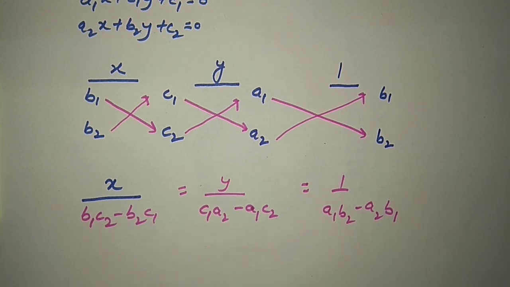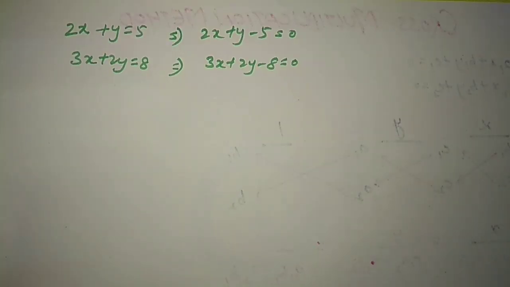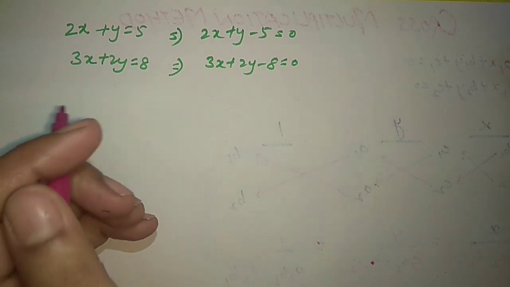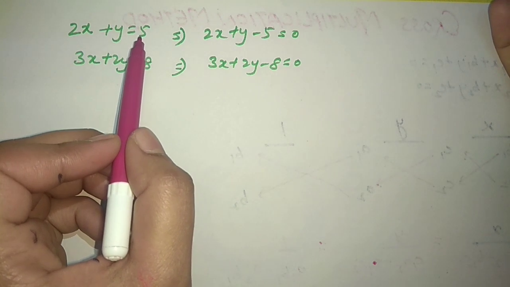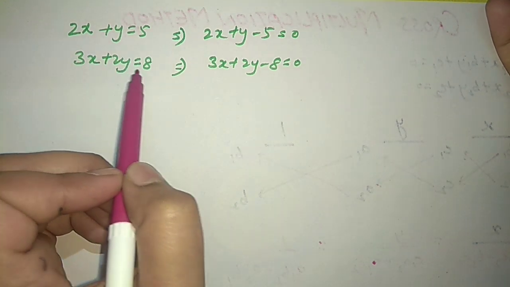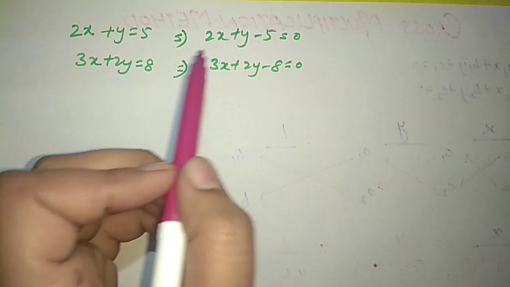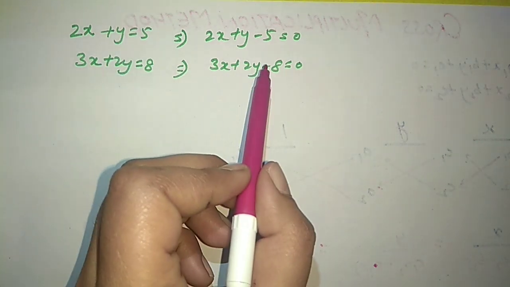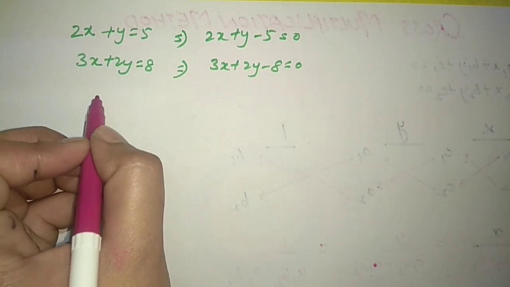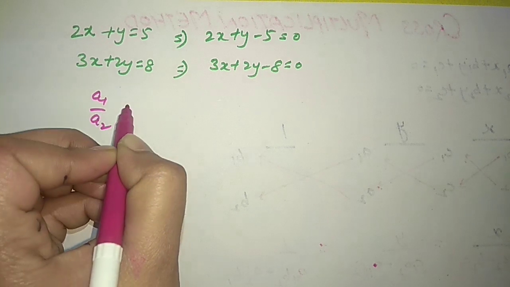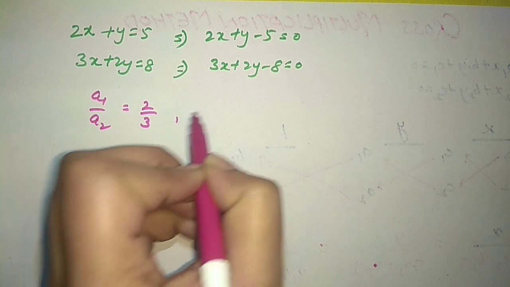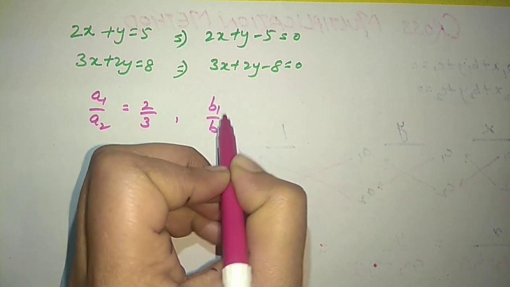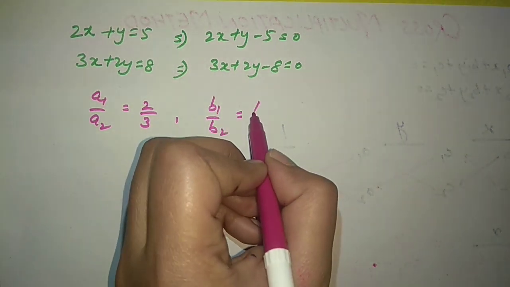So let's do this with the help of a question, so here is our example. In this, firstly we have 2x plus y is equals to 5, and next we have 3x plus 2y is equals to 8. So bringing constant term to the left side we get this. So firstly we have to find the value of a1 upon a2 term, that we get is 2 upon 3. Then we have b1 upon b2, that we have 1 upon 2.